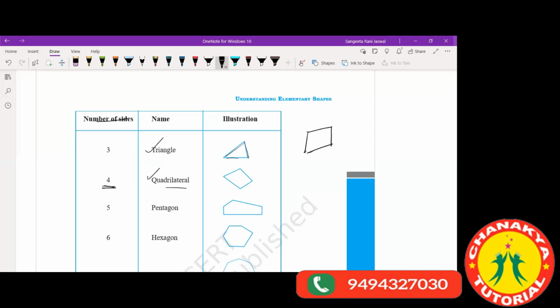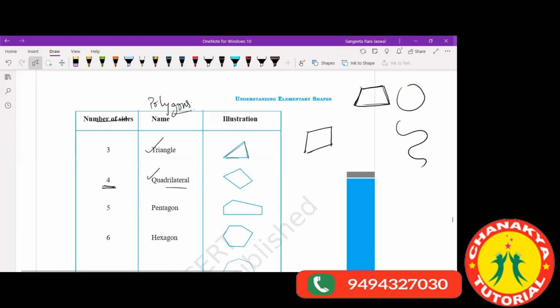Ma'am, can it be of more than four sides? Quadrilateral? See, these are all polygons. What are polygons? Polygons are those shapes which are made with line segments. They are not curved shapes, not any curvy shape like this. They are made with line segments. I have to make these line segments, then only I will get some polygon.